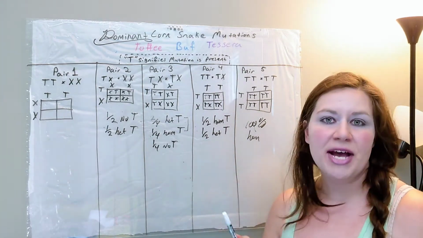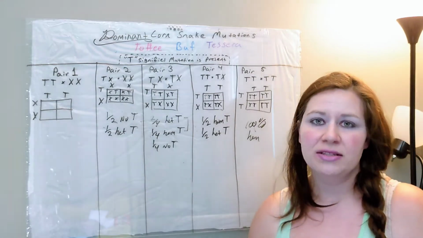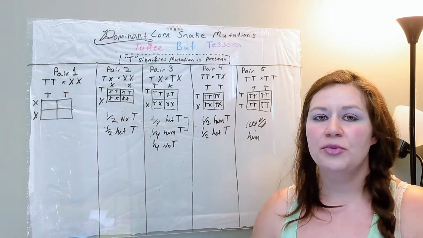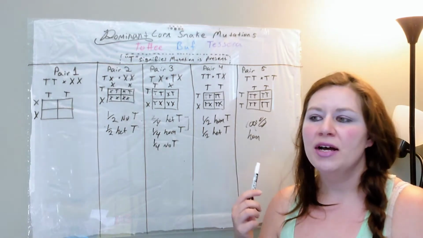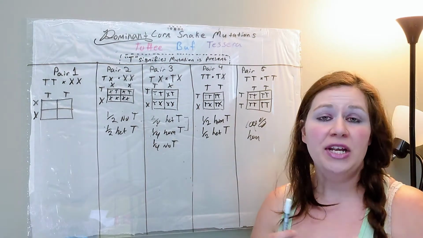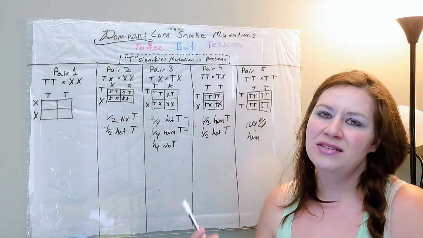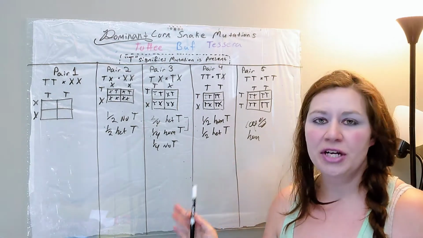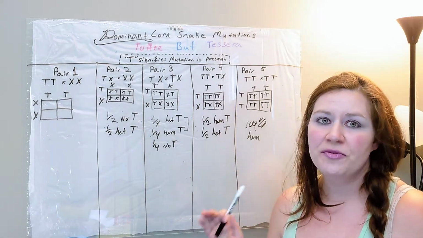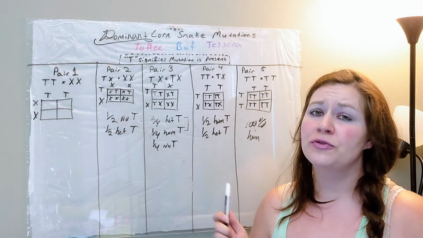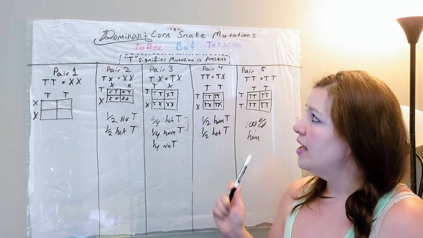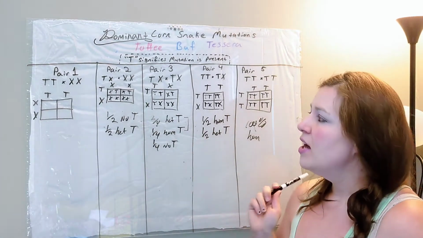But on Ian's Vivarium, mask is in the dominant mutations. But through my own breeding trials and the breeding trials of other people that I know, mask has actually been considered more of an incomplete dominant mutation instead of a dominant mutation. We'll go over incomplete dominant mutations in the future, but for now I wanted to just go over the ones that we know for sure are dominant, and that's going to be toffee, buff, and tessera.